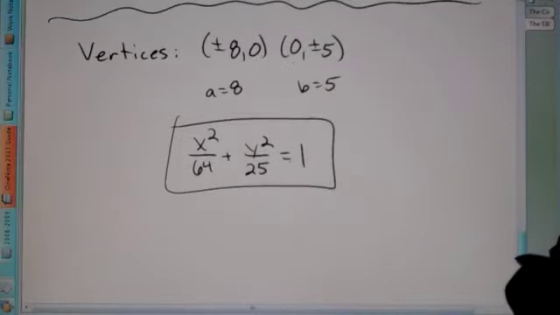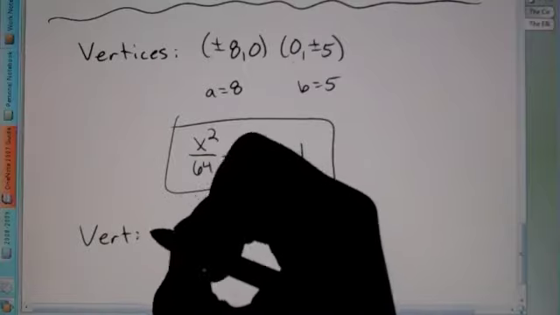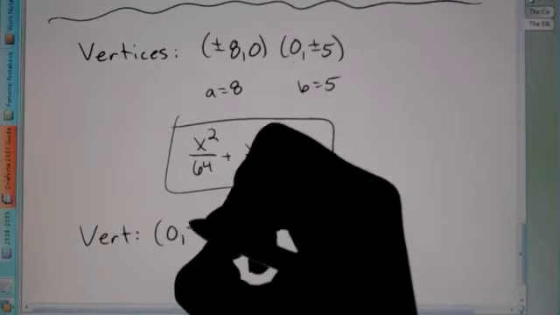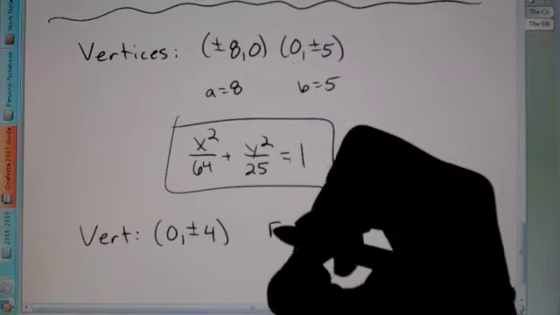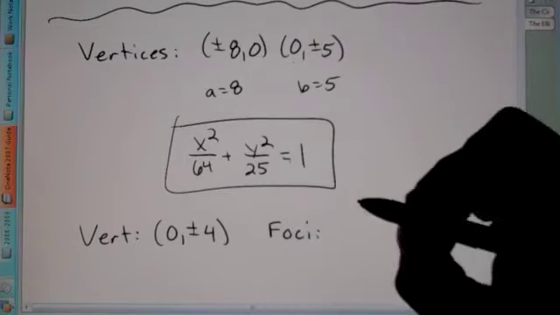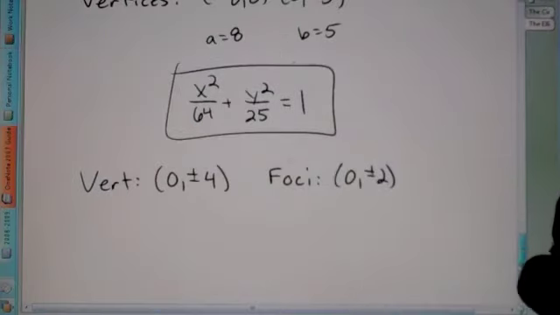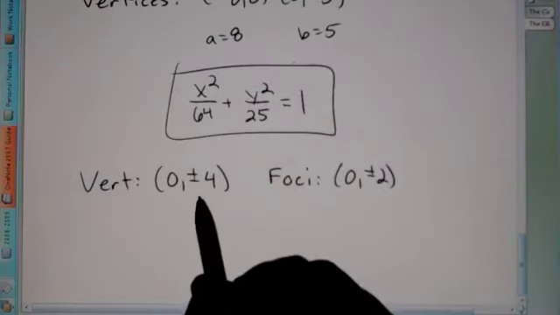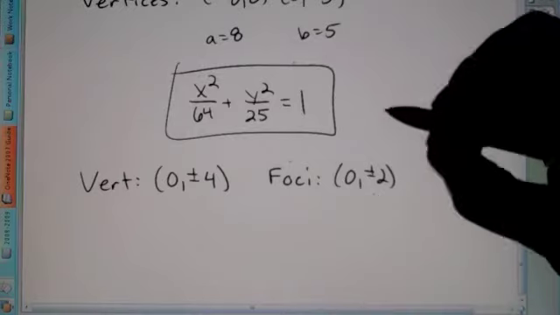Alright? So what if I actually give you a little bit different information? The vertices are 0, positive negative 4. And I don't give you the other pair, but I tell you that the foci are on 0, positive negative 2. Now we don't know, is this A or B? So the way we find out is we look to the foci.